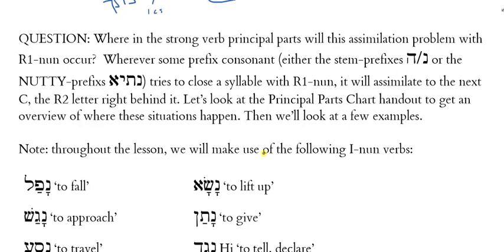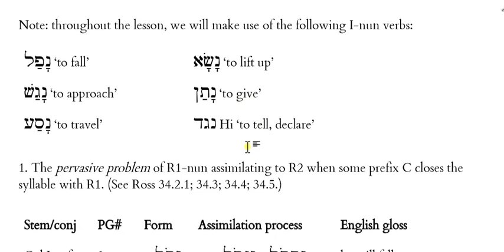Now back to our handout. I want you to note that throughout this lecture, in accordance with Ross, we're going to be using these six verbs to exemplify our 1-nun verbs. Naphal, to fall. Nagash, to approach. Nasa, to travel. Nasa, to lift up. These two verbs sound exactly the same, but they are different. Okay? Natan, to give. And then the Hiphil of Nagad, to tell or to declare.